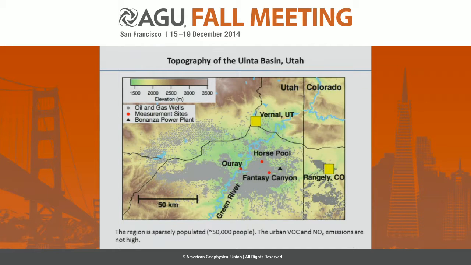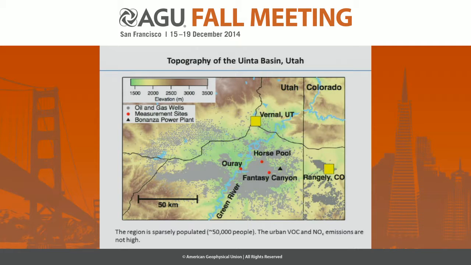Now, what's the geography of this Uinta Basin? As you see, Uinta Basin is quite a large basin. It's surrounded by high mountains, and it's located in the northeastern part of Utah State. And the basin is sparsely populated. There are about 50,000 people living in this region, and therefore the urban emissions are not very high. However, there are about 10,000 oil and gas wells, as you can see with these dots.